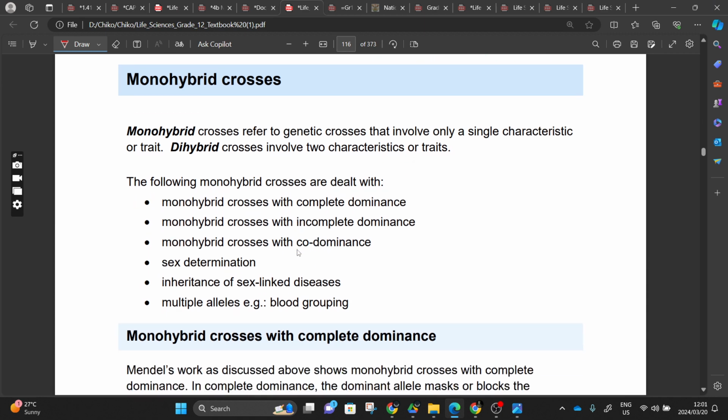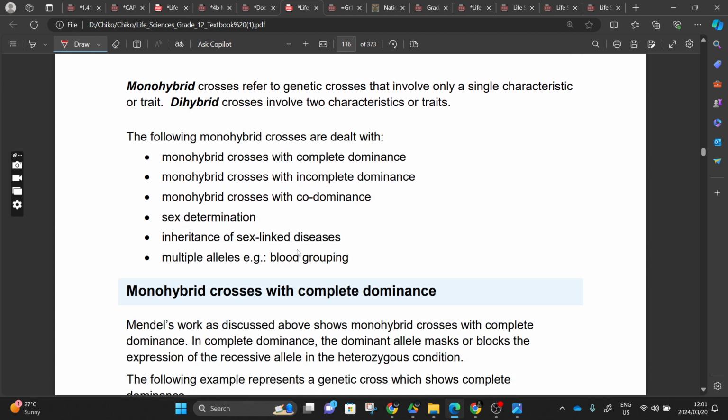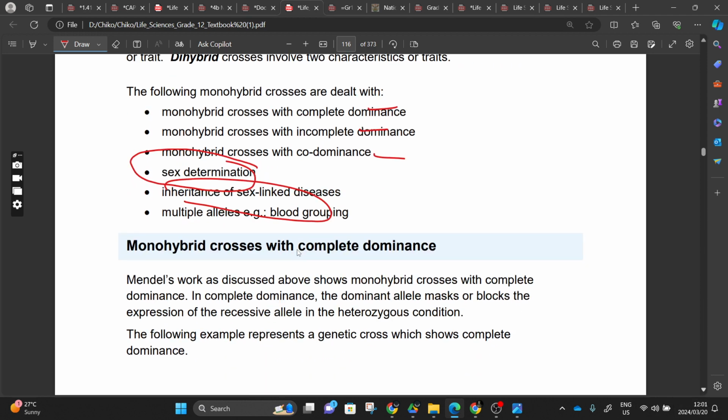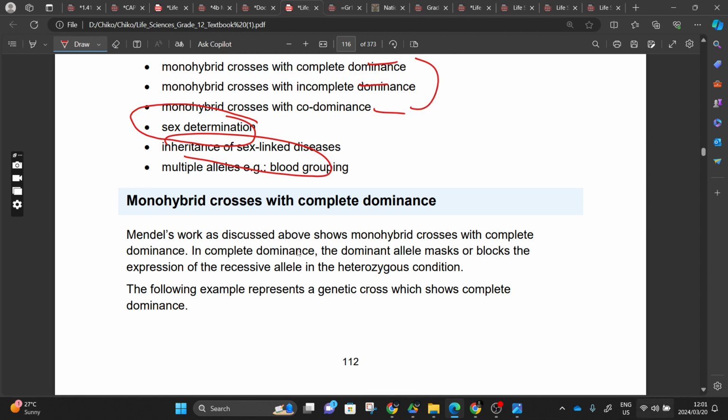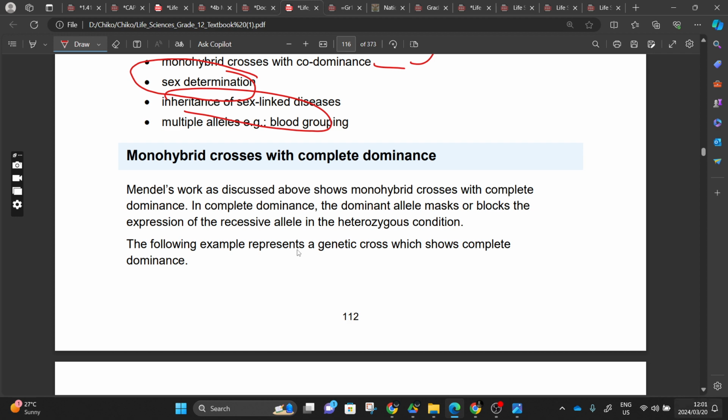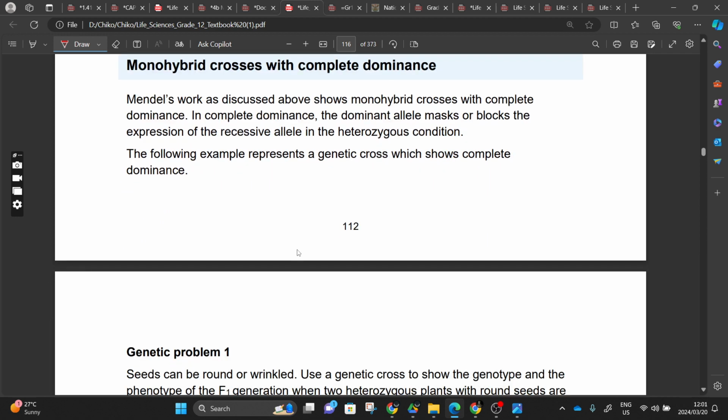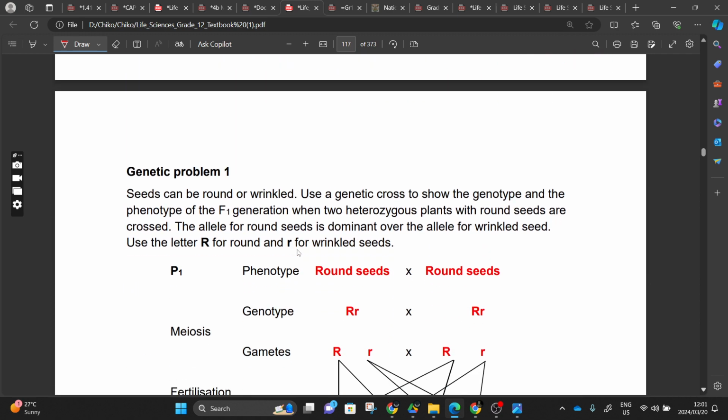And then monohybrid crosses. We talked about these three of them. We have complete, we have incomplete, and we have co-dominant. And then Friday we'll do sex determination and sex linked grouping next week. So here we deal with this. And then let's move on. Monohybrid crosses with complete dominant. We say that with complete dominant we have 4 types. It can either be homozygous multiplied by recessive, and we can have 4 types. We talked about this, let's not waste our time.